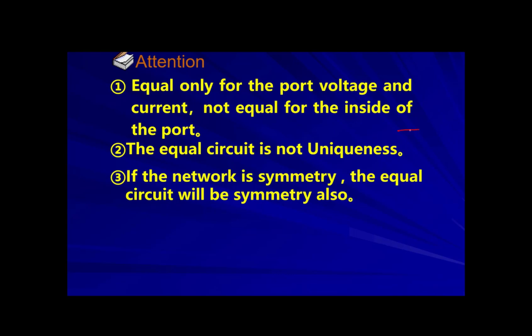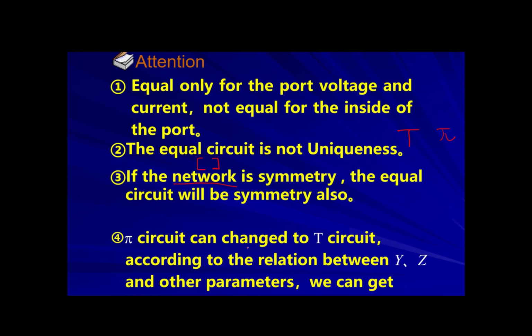We have introduced the T equivalent circuit and the pi equivalent circuit. If the network is symmetric, the equivalent circuit will be symmetric also. The network or the matrix is symmetric, so the equivalent circuit will be symmetric also. The pi circuit can change to the T circuit, from T to pi or from delta to Y. According to the relation between the Y and Z and the other parameters, we can get other parameter equivalent circuits easily.